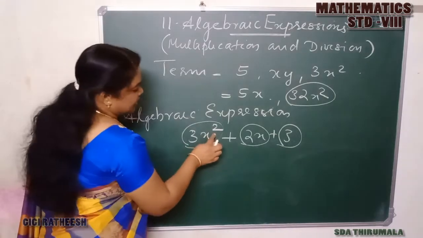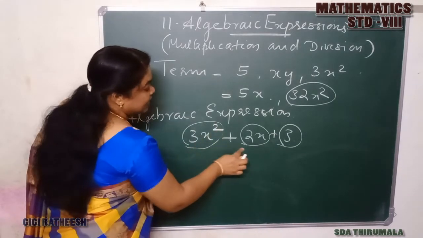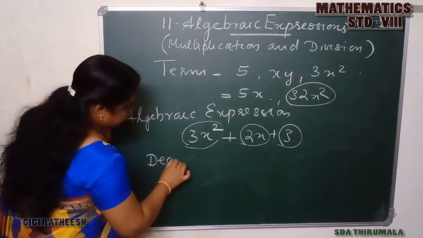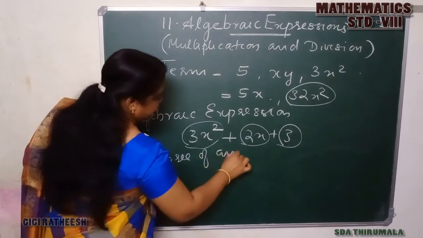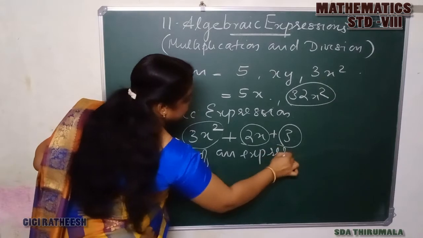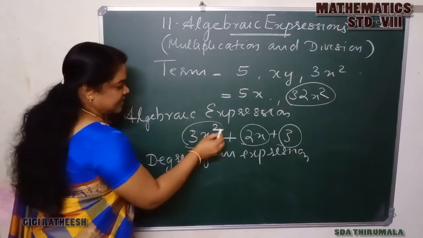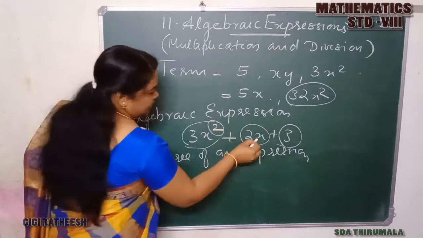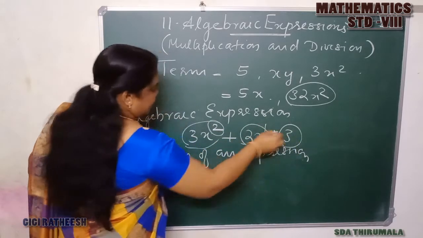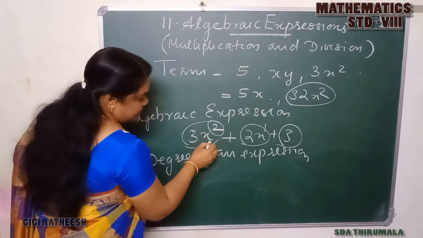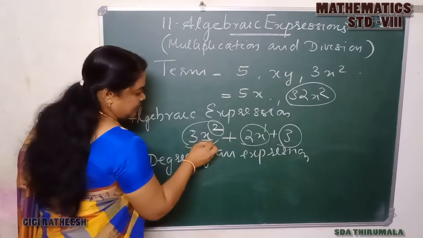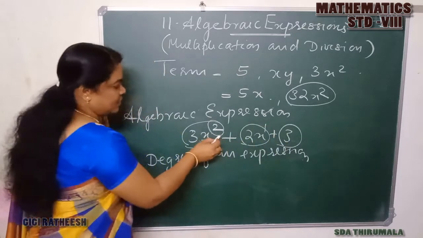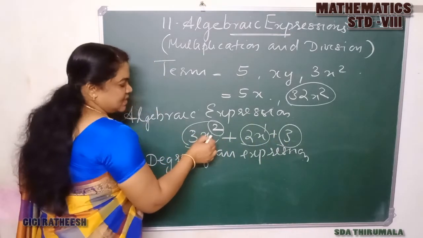Degree means the highest power of an expression, that is called the degree of the expression. Here the highest power of x is 2. Here it is 1, and here there is no variable. The variable is x, and the highest power is 2. So we can say that the degree of this expression is 2.